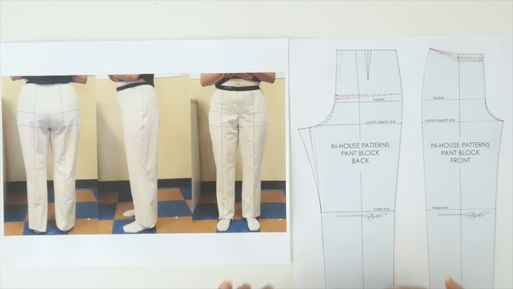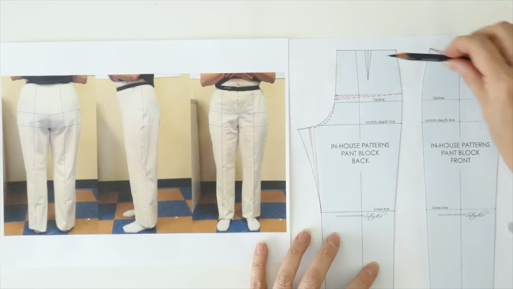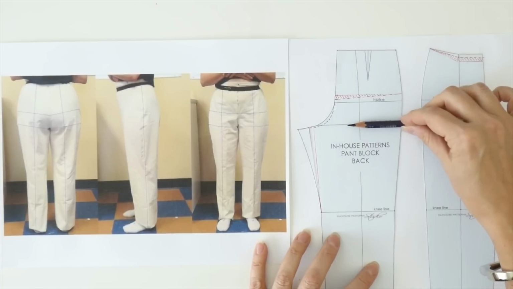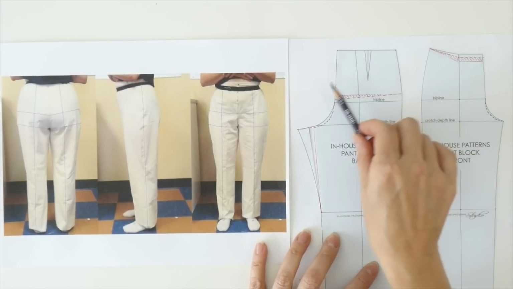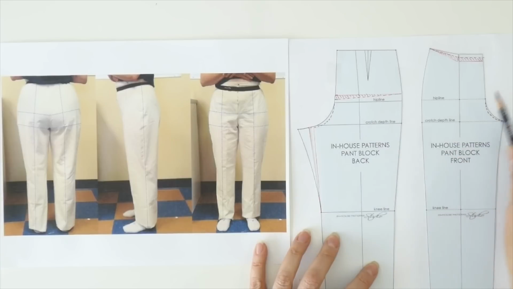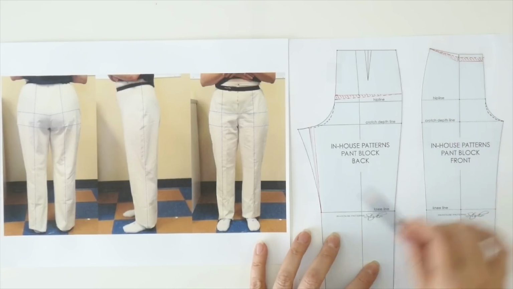So you can see here that we have made crotch length adjustments. The crotch length adjustment here on the back is this wedge that we created here. The crotch length adjustment that we made on the front is this adjustment here where we changed the slope of the waistline at the front.